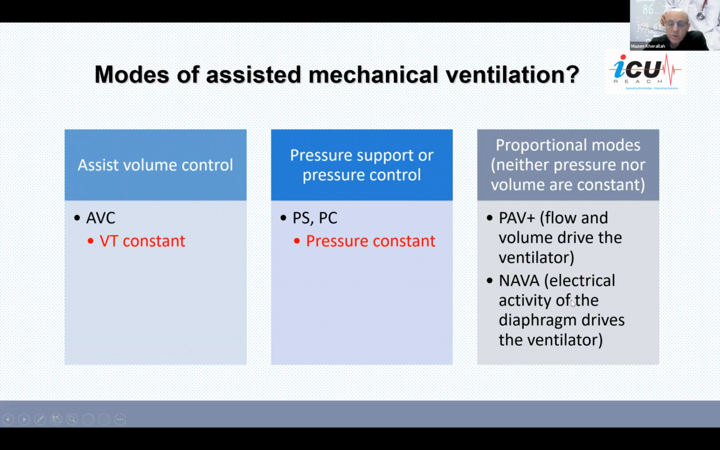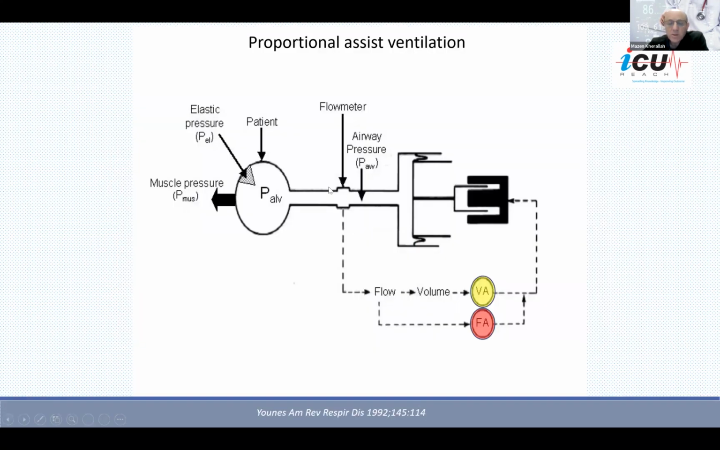In NAVA, we need to insert a special catheter to be able to sense the diaphragm. However, in PAV, we are using the flow. So the flow sensor here gives me an idea about how much flow the patient is generating. With inspiratory efforts of the patient, you decrease intrathoracic pressure and flow moves in. We can sense this flow here, and based on the flow that is generated, of course, flow over time is volume. So based on the flow, we would know what is the volume the patient is getting.